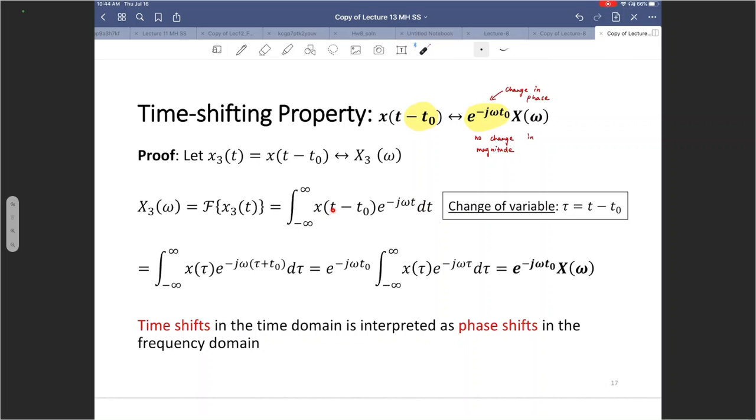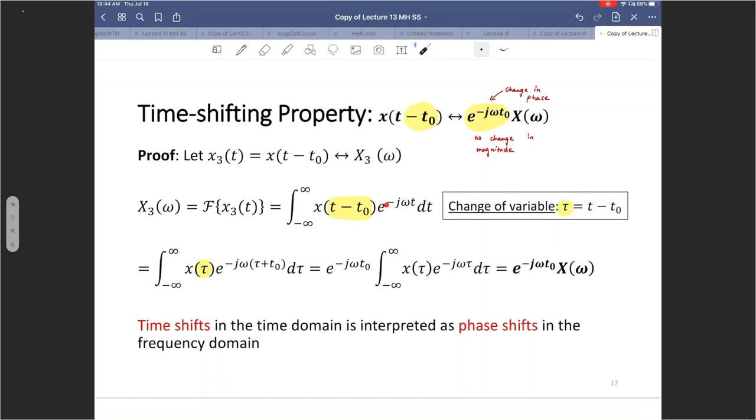Now I want to get rid of t minus t0. I want to make that one time variable. And the way I can do that is by doing this change of variable where I define tau as t minus t0. So this becomes tau now. So this becomes x of tau. And earlier, t was going from negative infinity to infinity. And now tau equals t minus t0, so tau will also go from negative infinity to infinity. So this change of variable did not change the limits of the integration.